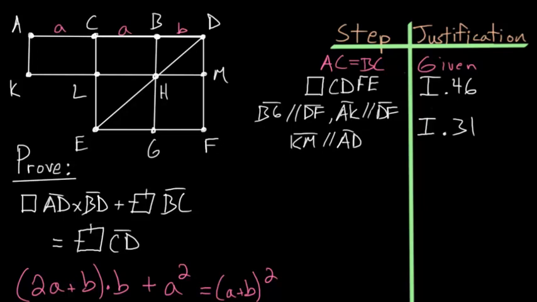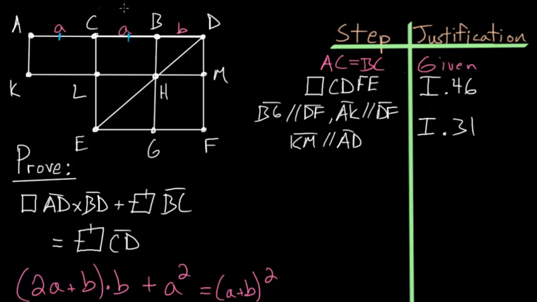So let's first start by looking at this parallelogram AL and its relation to this parallelogram CH. So notice they have equal bases. The bases AC and BC, these are equal to each other. But we also know that these parallelograms start and finish on the same parallels. So they start on the line AB, and they finish on the line KM, which is parallel to AB.